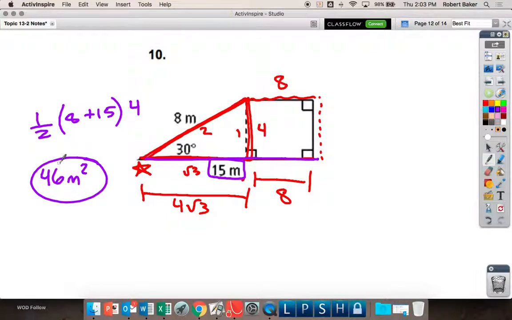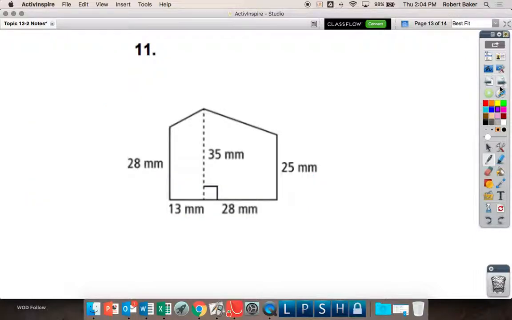Is that right? Yes. 46 meters squared. Last one. We're doing it.